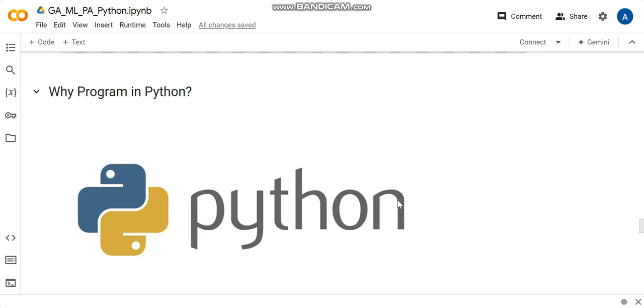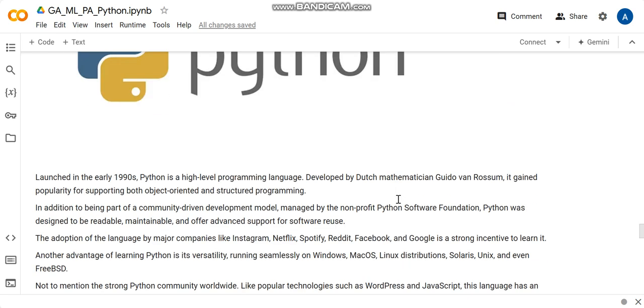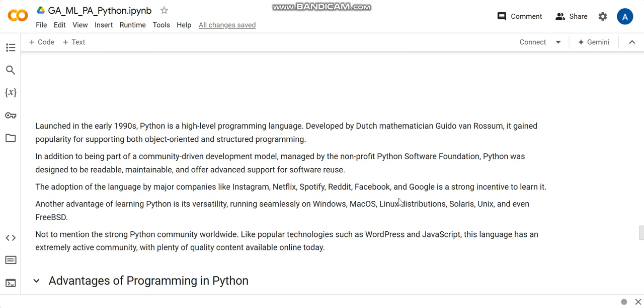Why Python in programs? Python, a popular language introduced in the 1990s, is known for its readability and versatility. It supports structured and object-oriented programming, making it ideal for complex applications. Large tech companies, including Google and Netflix, use Python, which adds to its reliability and appeal. Its extensive libraries, open source nature, and large user community make it an excellent choice for data science and machine learning.